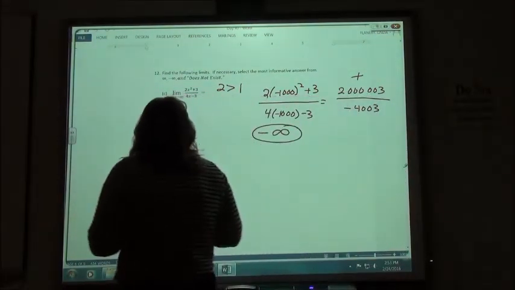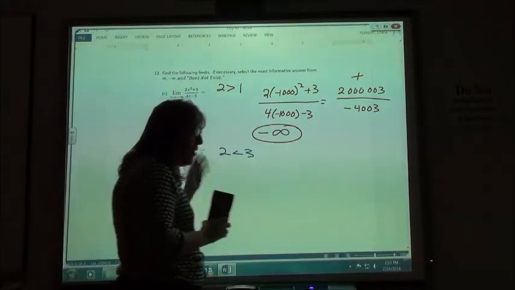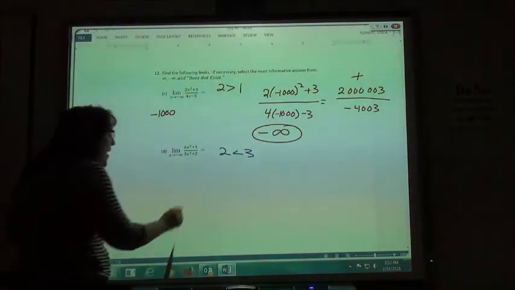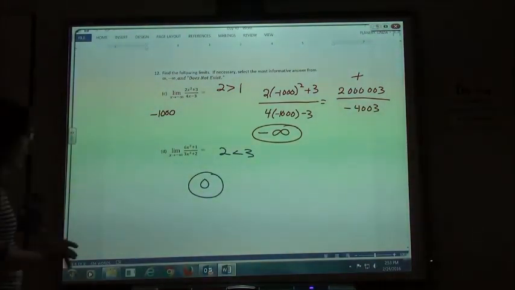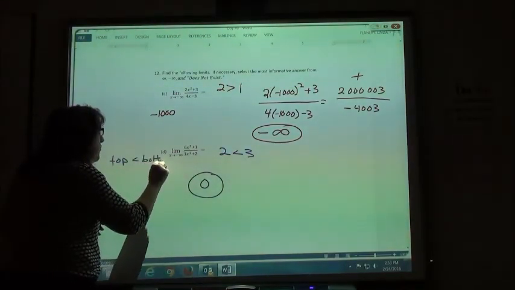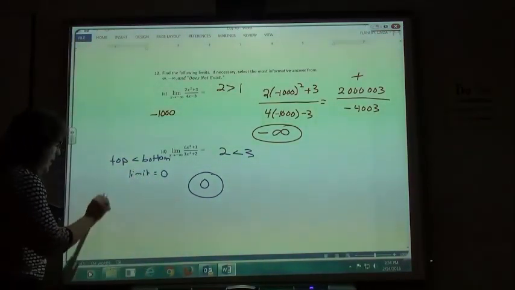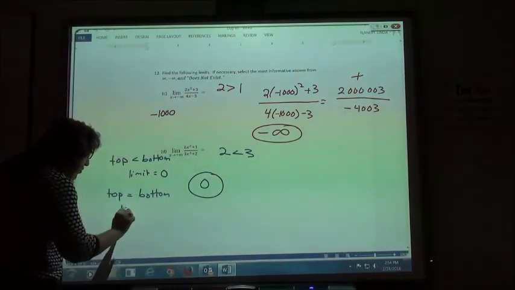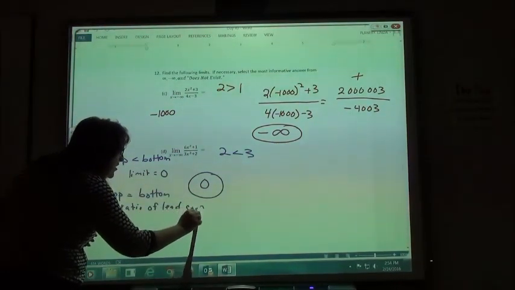And the last one here, the degree of the top is 2, the degree of the bottom is 3. The degree of the top is less than the degree of the bottom. If the degree of the top is less than the degree of the bottom, the limit is just 0. So again, if my top is less than my bottom for the degree, my limit equals 0.